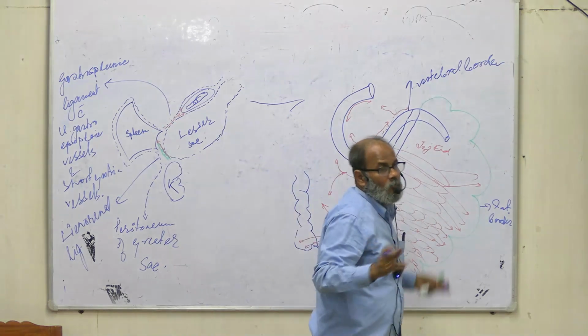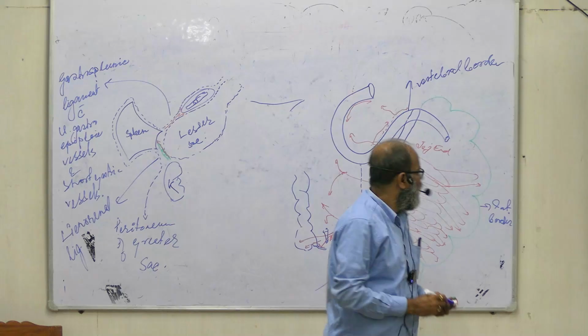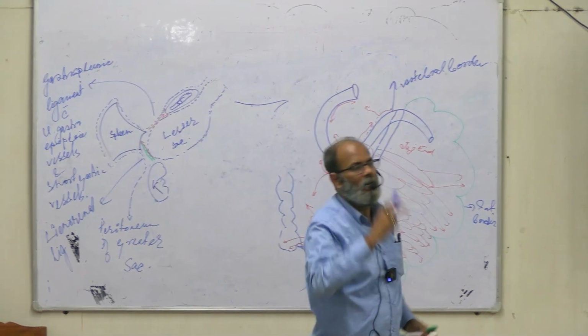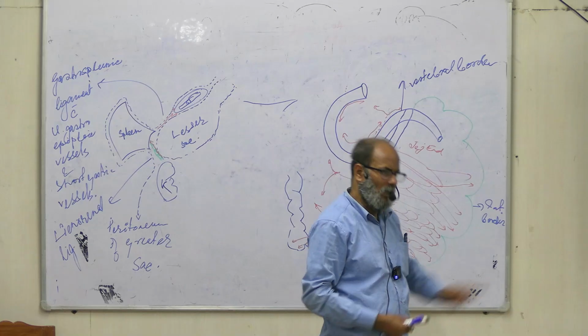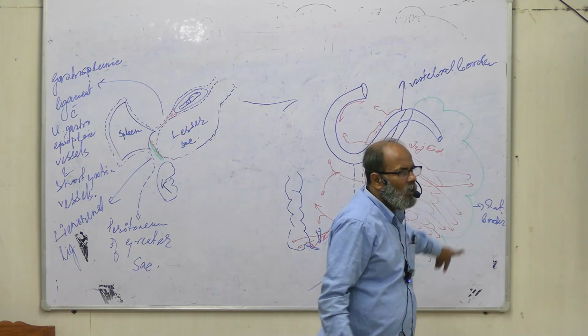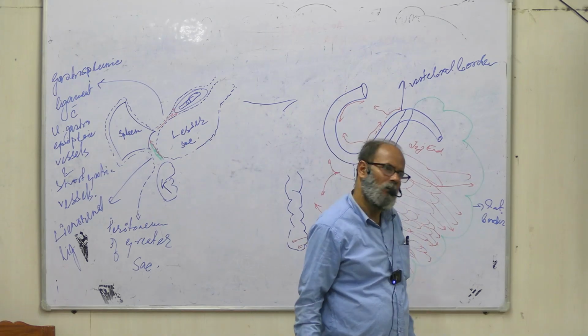The vertebral border is 6 inches in length, that is 15 centimeters. And the intestinal border is 6 meters in length. The vertebral border is only 6 inches in length, and the intestinal border is 6 meters in length.